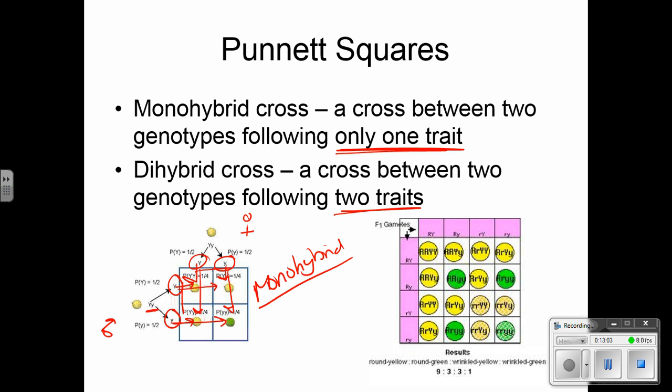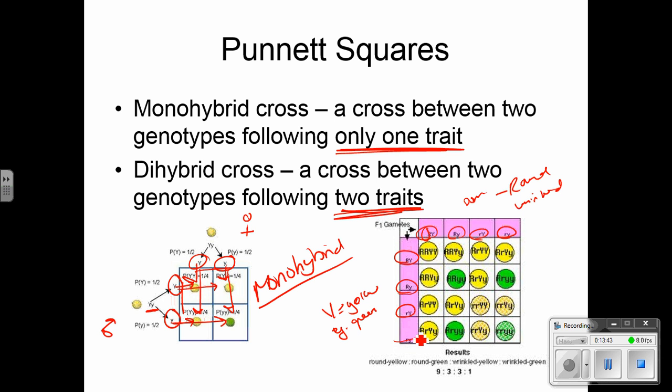A dihybrid cross, which we're going to get into this year, is when you're using two different traits. So here, we're looking at the color, which looks like it's either yellow or green. It looks like green is recessive here. And then we're looking at round or wrinkled. Usually you use the letter of the dominant form, so it looks like round is dominant.